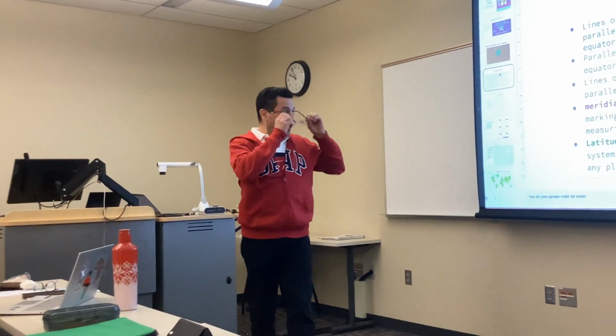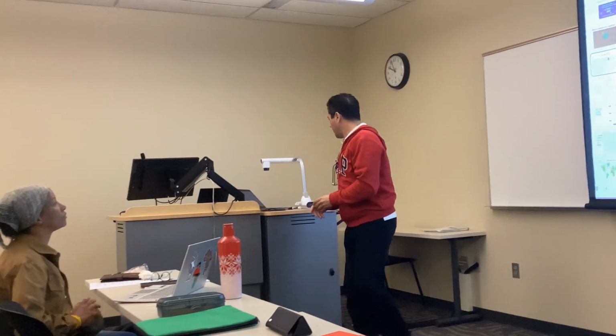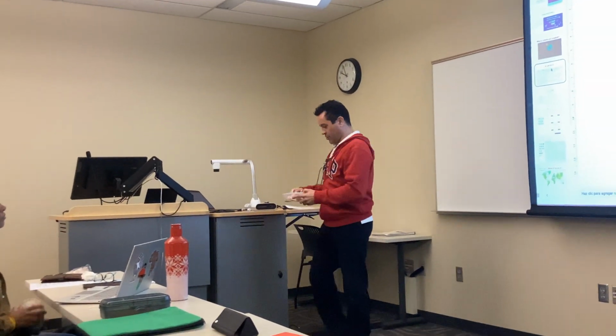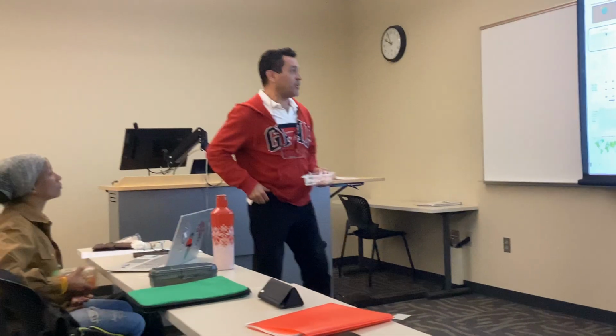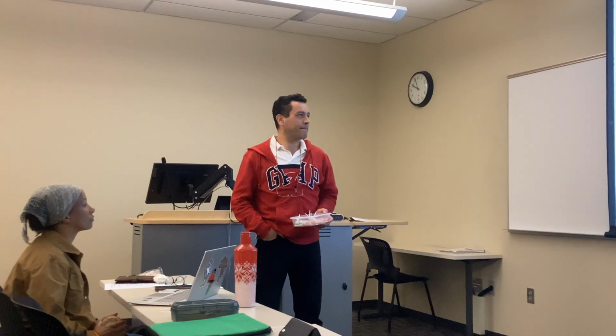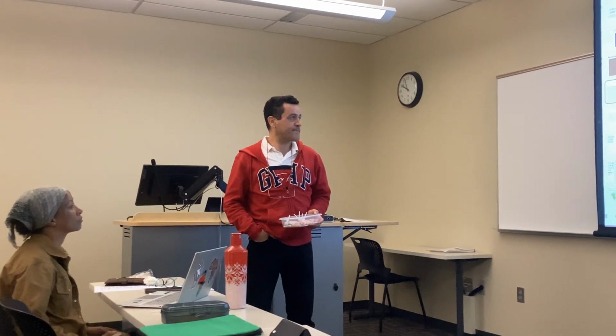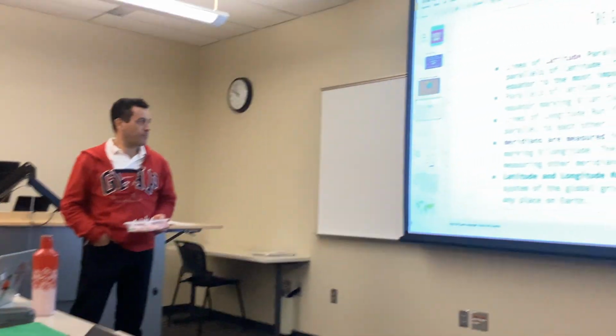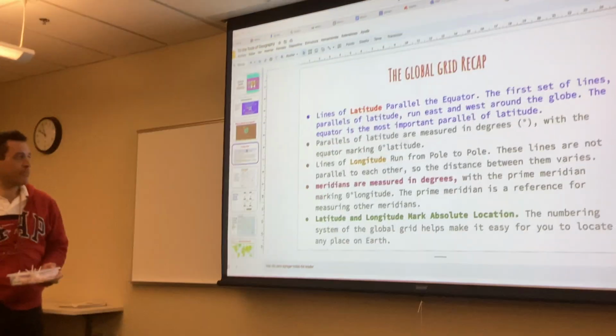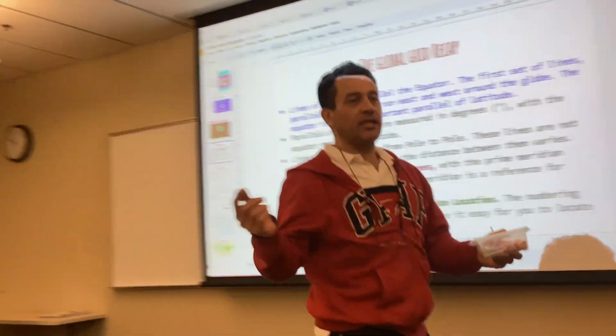All right, so today, the global grid recap. So I'm gonna ask, for example, Miss Holiday, can you help me out with the first line? Yes. Lines of latitude parallel the equator. The first set of lines, parallels of latitude, run east and west around the globe. The equator is the most important parallel of latitude. Okay, good. Remember, they go east to west.